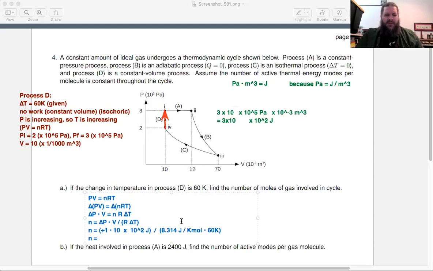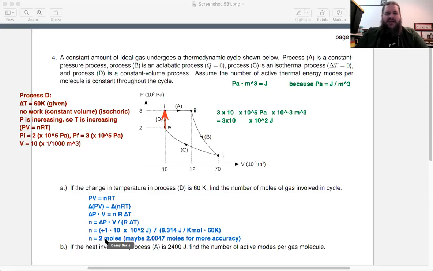So multiplying all that out, we've got 1 times 10 times 100, that's 1,000. Divided by, and then in the denominator, we've got 8.314 times 60. So 1,000 divided by 8.314 times 60 is pretty close to 2. 2.005, but I assume that we would just round that off to 2. 2.0047 for more accuracy. But I'm guessing 2 is probably close enough. So that's how many moles we're dealing with. We've got 2 moles of gas.